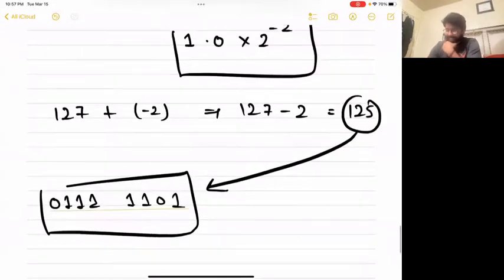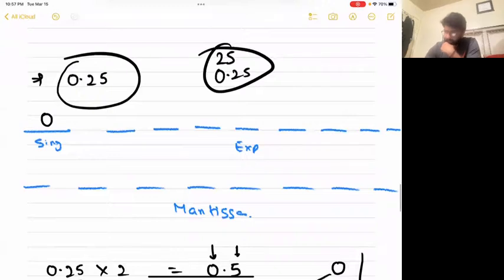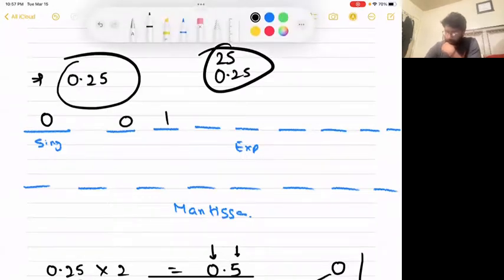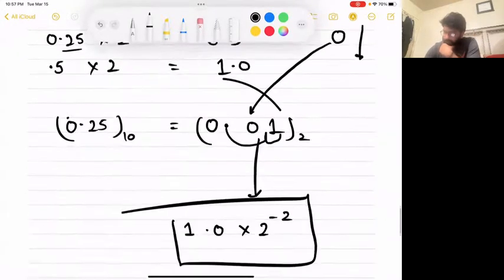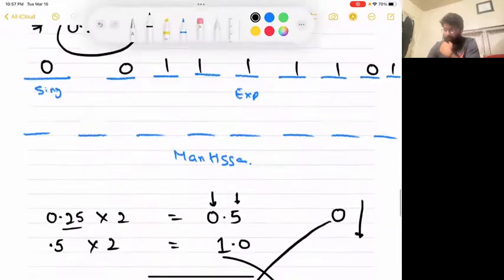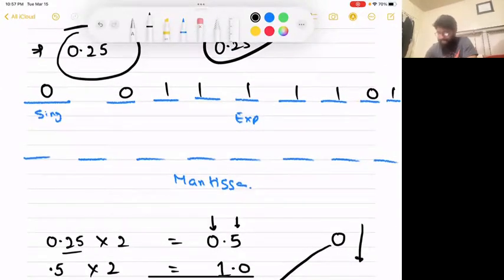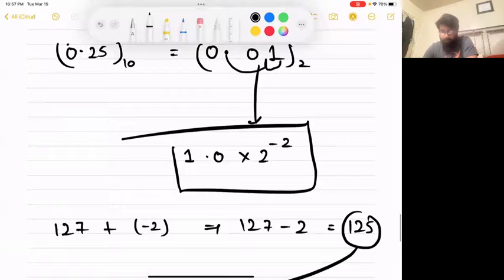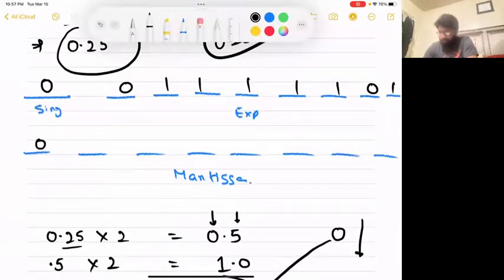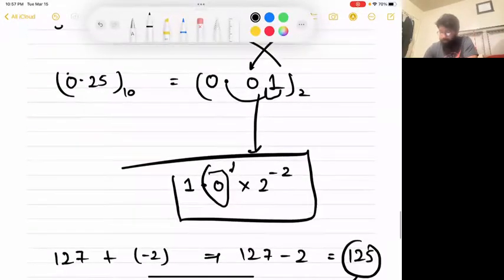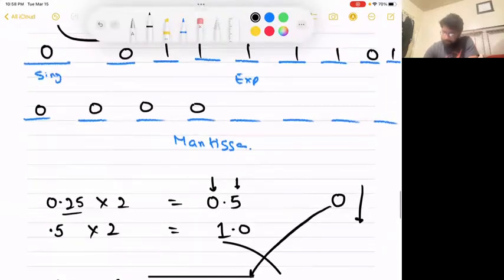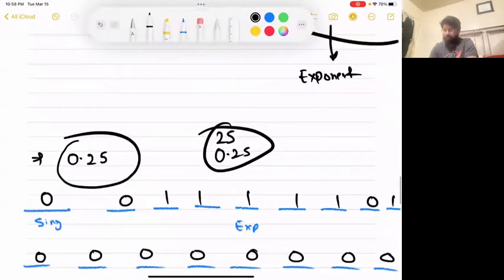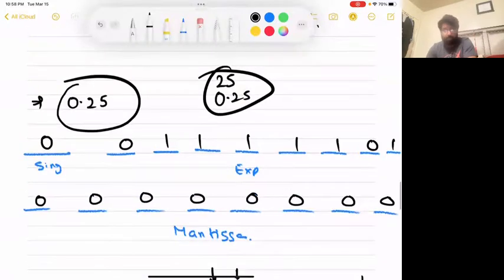So we can just write these numbers over here. The exponent bits are 0, 1, 1, 1, 1, 1, 1, 0. And we know mantissa is anything after the normalized point. In normalized form, anything after the decimal is mantissa. In this case, it's 0, so the mantissa will be 0, and the other bits that we don't know from here are going to be 0. There you go. So that's our IEEE format for 0.25.